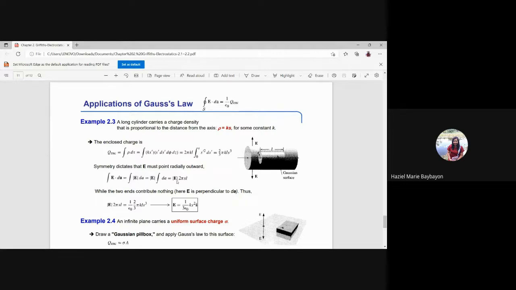So, you have E dot dA is equal to E times 2 pi SL. And then, we will equate this to Q enclosed over epsilon naught. So, E times 2 pi SL equals 1 over epsilon naught multiplied by Q enclosed, which is equal to 2/3 pi KL S cubed. So, we have E equals this. Okay? This is a very easy way to solve for the electric field using Gauss law.